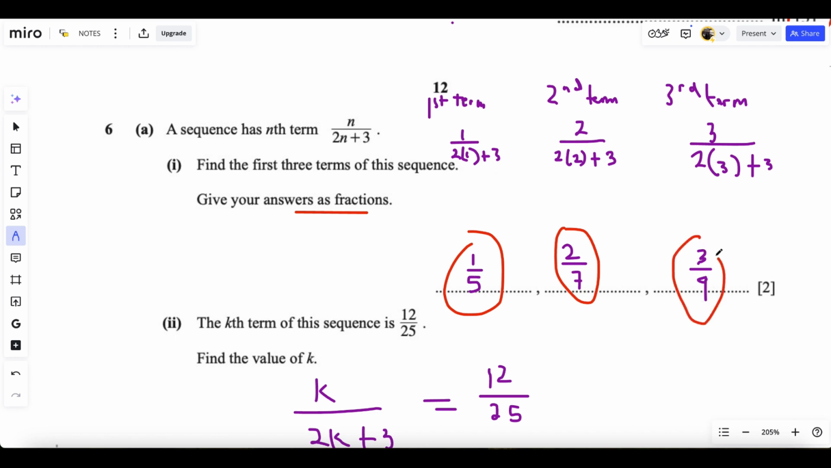They did not say we should simplify, so we just keep our values there. We get 2 marks for being able to do this. Okay, so I hope that is clear.